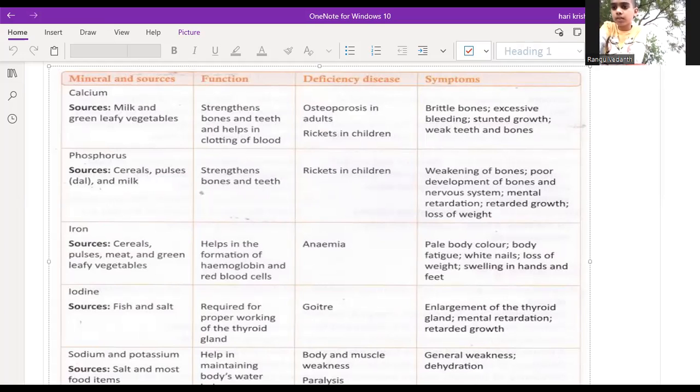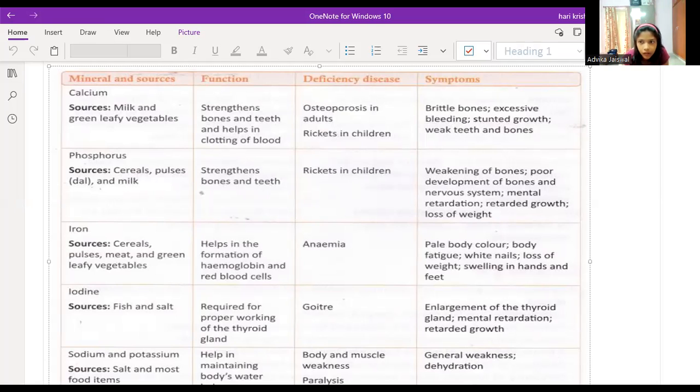Sir, in the symptoms, after the first line, second line, first word, sir. Fatigue, white nails, loss of weight, swelling in hands and feet. Done, sir. So can I read the iodine one?